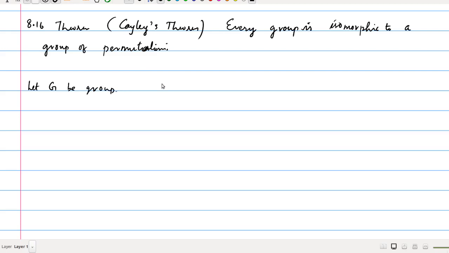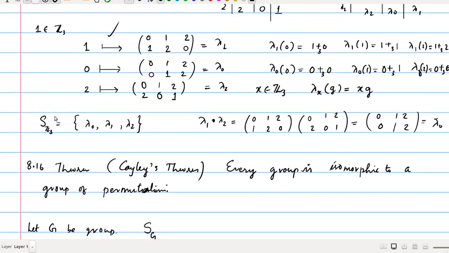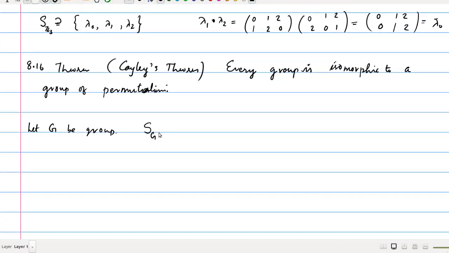then we construct a subgroup of SG. We already discussed what SG consists of. This is the symbol we have used here. SG consists of the set of all functions f from G to G such that f is a permutation, or f is a 1-1 onto map. This is also called permutations. We will construct a subgroup of this.